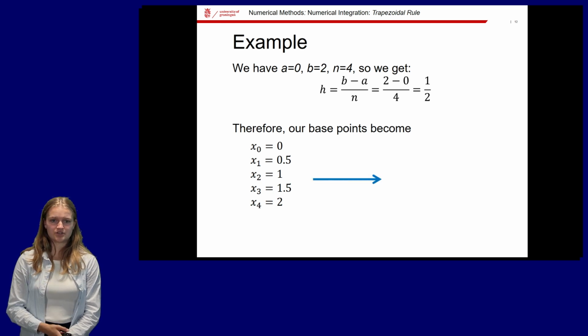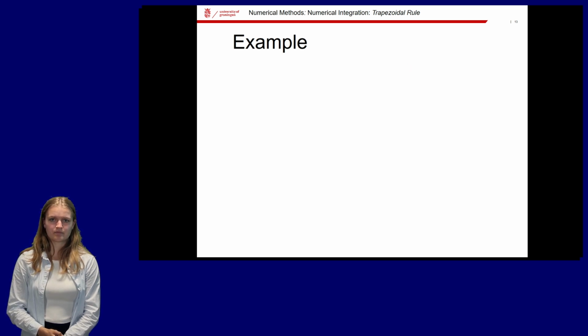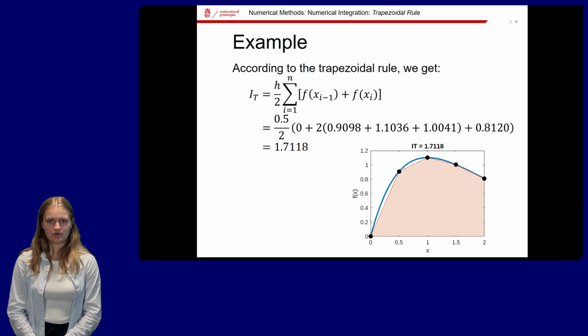We can plug those into this function that is to be integrated to obtain these values of f of x. Then we can plug in those values of the base points into this summation to obtain the integral with the trapezoidal rule. So this is what we do in the second step here, we just plug in the values and we get this estimated integral of 1.7118.